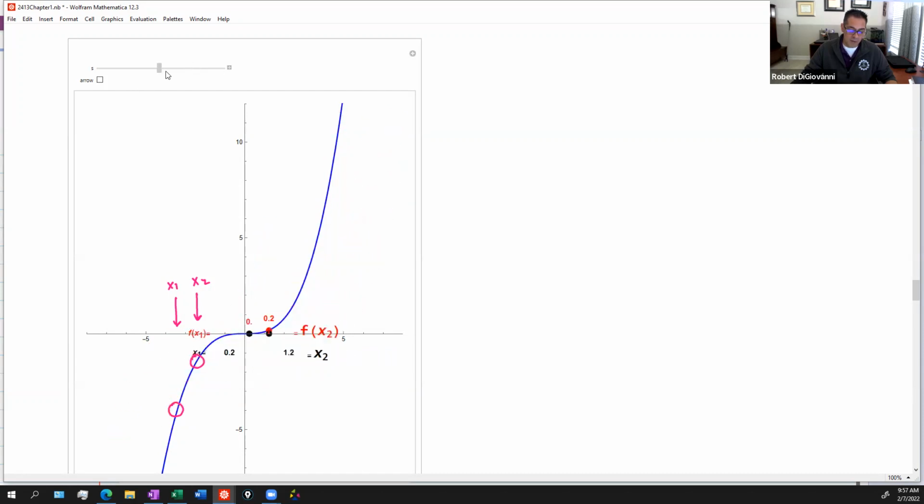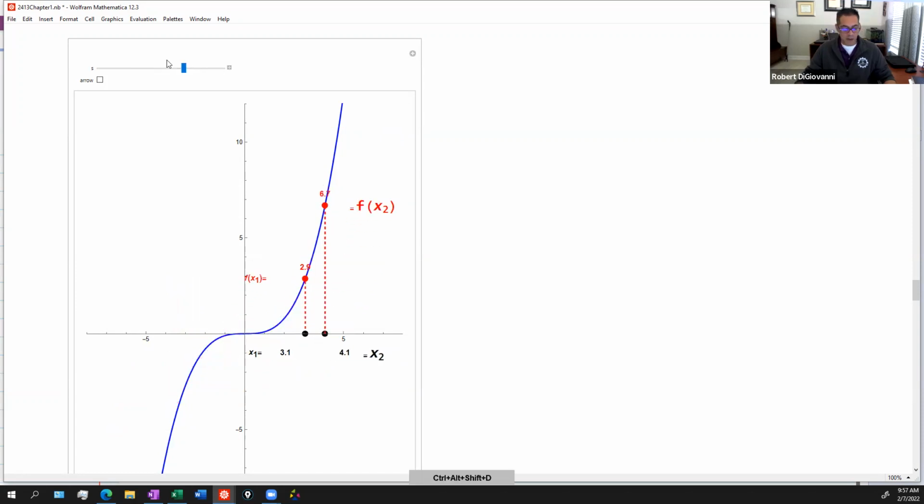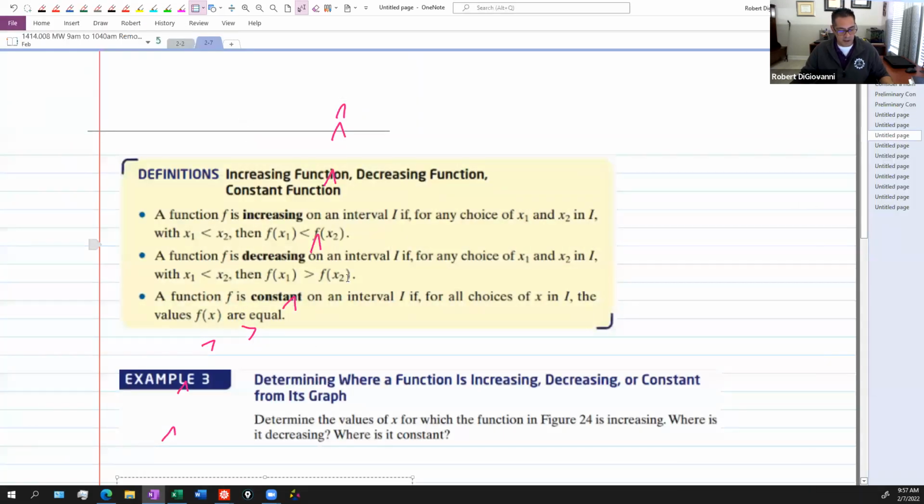As we move from left to right, it's like if this were a roller coaster, you'd be going up all the time. You're just increasing, increasing, increasing, increasing. So the definition of increasing is a little weird when you look at it. I'm going to show you the definition here.